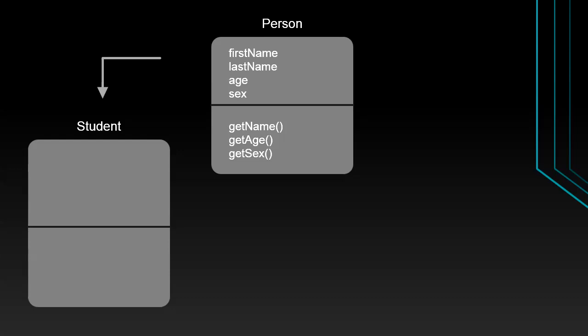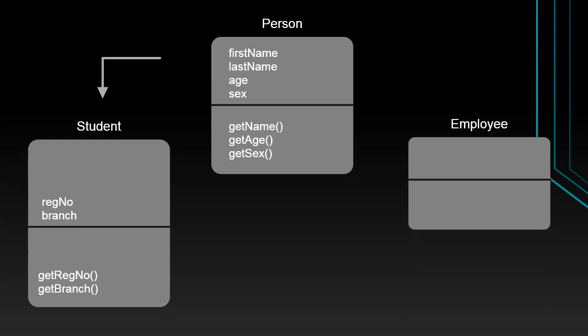Now, let us add properties and methods in this class like registration number, branch, get registration number and get branch. Now, if we want to construct a class employee, we can inherit from the same person class and add characteristics and properties of the employee class like salary, designation, is chairman and get annual salary.